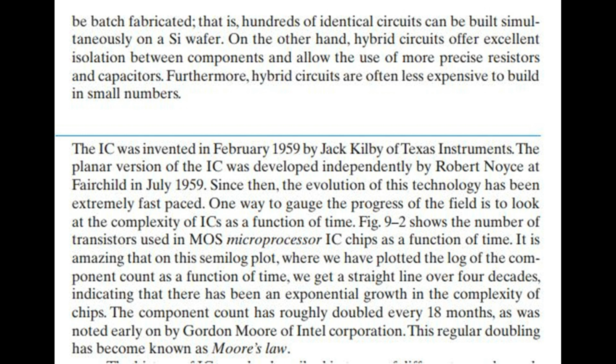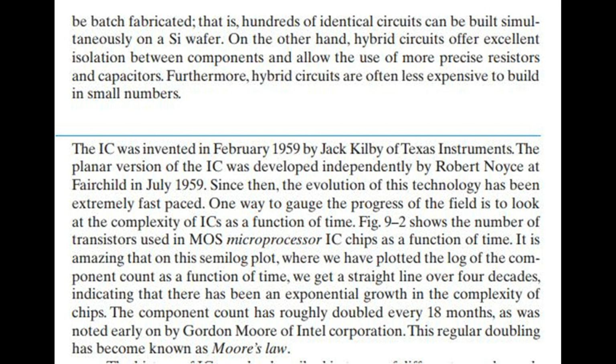On the other hand, hybrid circuits offer excellent isolation between components and allow the use of more precise resistors and capacitors. Furthermore, hybrid circuits are often less expensive to build in small numbers. The integrated circuit was invented in February 1959 by Jack Kilby of Texas Instruments. The planar version of the integrated circuit was developed independently by Robert Noyce at Fairchild in July 1959.